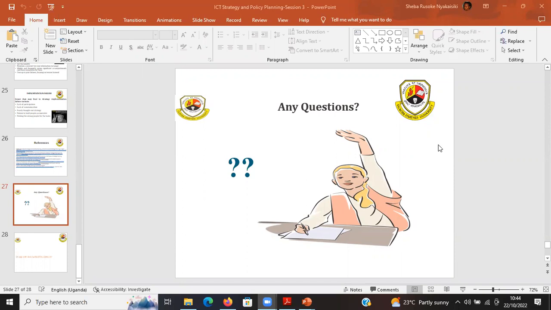Because what we're going to do in this module is to show you the processes of how ICT can develop a strategic plan for ICT itself, to see how ICT can come in to support the strategic objectives of the organization.